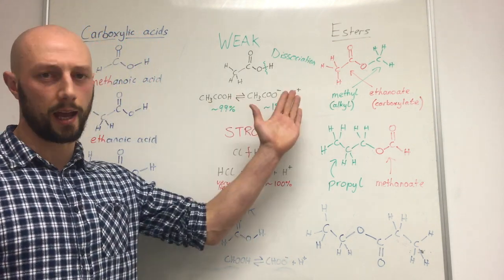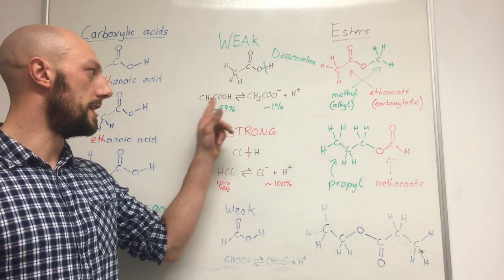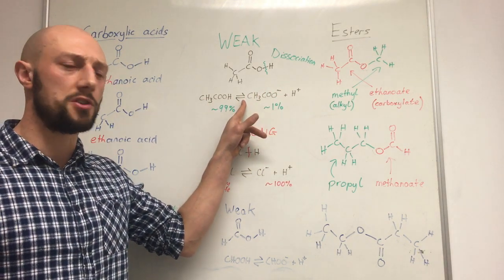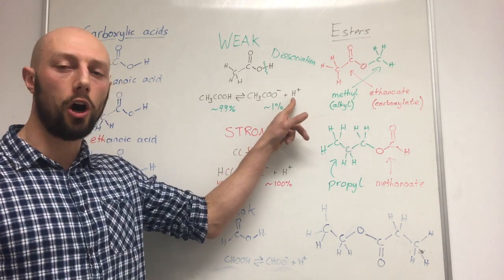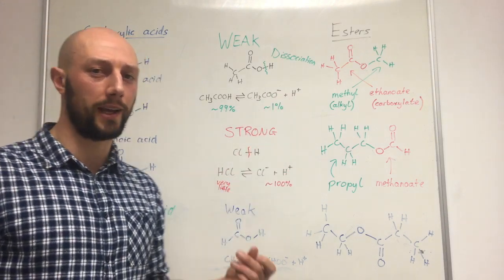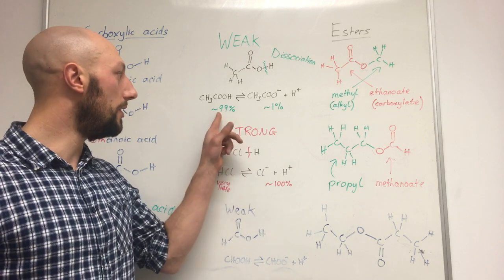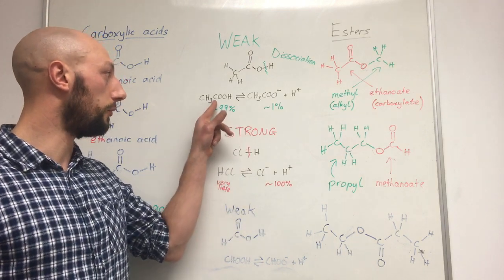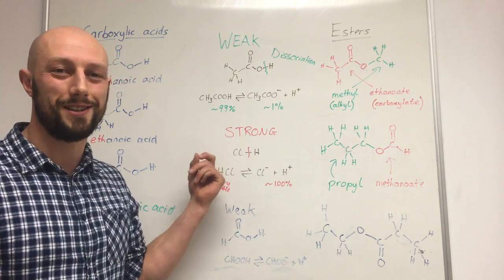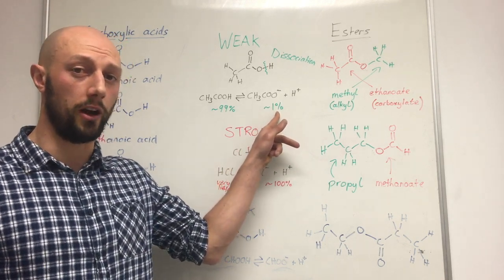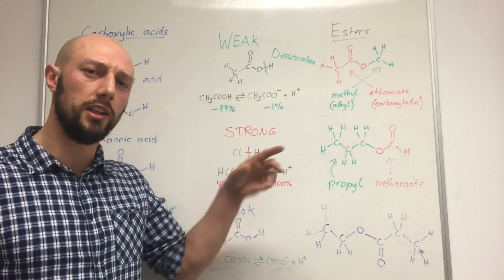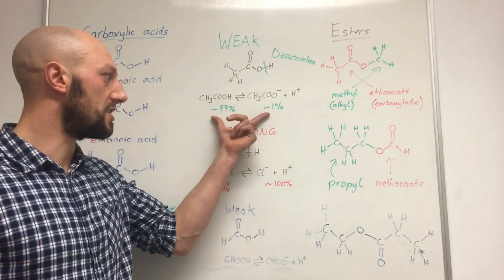Here I've written this as a chemical equation. I've got ethanoic acid, it's an equilibrium, so the reaction goes both ways. We have ethanoate ion and the hydrogen ion. Now in the case of ethanoic acid, when we put it in water, 99% of the molecules stay on this side. The hydrogen doesn't dissociate. It's only about 1% of the hydrogens will dissociate at any time. Remember, this is an equilibrium, so it's constantly going both ways. But this is the balance that we have.